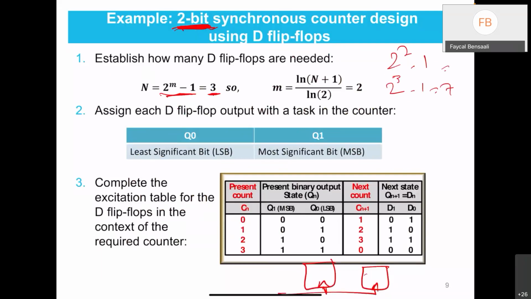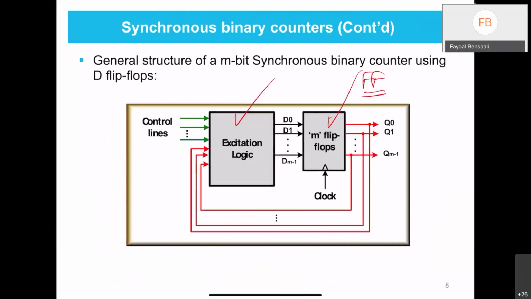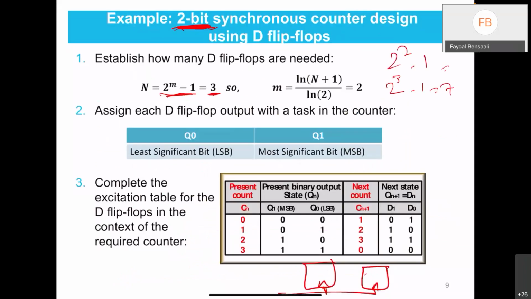So in the general case, the maximum is 2 power m minus 1, where m is the number of flip-flops that we need, or the number of bits of the output. Again, the number of flip-flops is equal to the number of bits in the output. If we tell you in the question 2-bit synchronous counter, it's clear: 2 bits, we need 2 flip-flops. But if I say we want a counter that counts up to 7, then 2 power m minus 1 is equal to 7, and you get m.